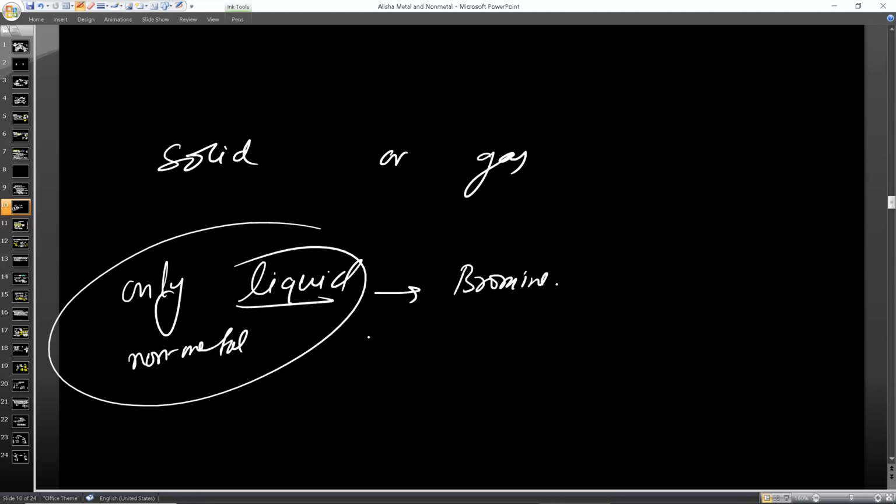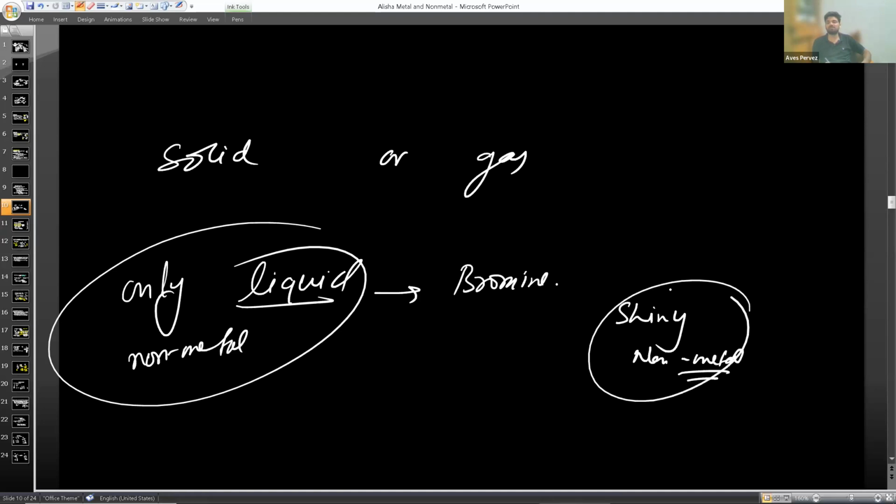So we say that if metals are shiny, non-metals should be dull in appearance. But there is a shiny non-metal, and its name is iodine. And diamond. Diamond is actually carbon.